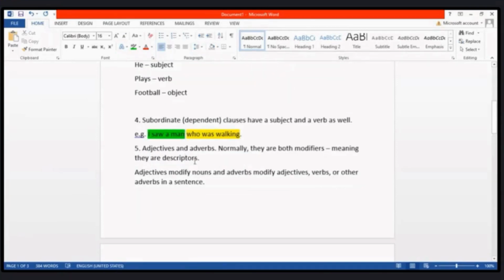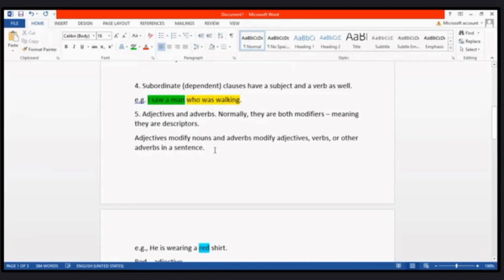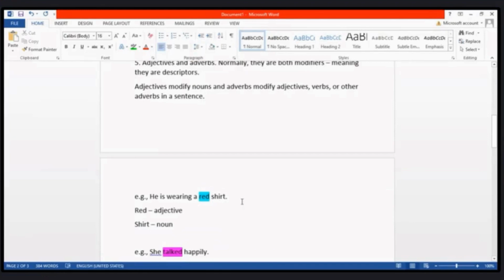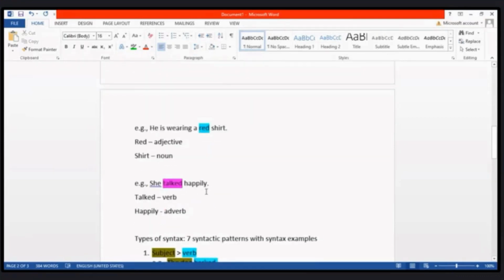Now, in terms of the fifth rule, if we talk about the adjectives and the adverbs, all right? So they're both modifiers, but they modify different words in a sentence. So an adjective modifies a noun or a pronoun. An adverb usually modifies adjectives, verbs, or other adverbs in a sentence. So normally, an adjective comes before the noun it modifies. Example here, he's wearing a red shirt. So it is modifying the shirt and it comes before the noun shirt. And in terms of adverb, it normally comes after the verb, okay? So she talked happily. So in this case, it comes after the word talked.